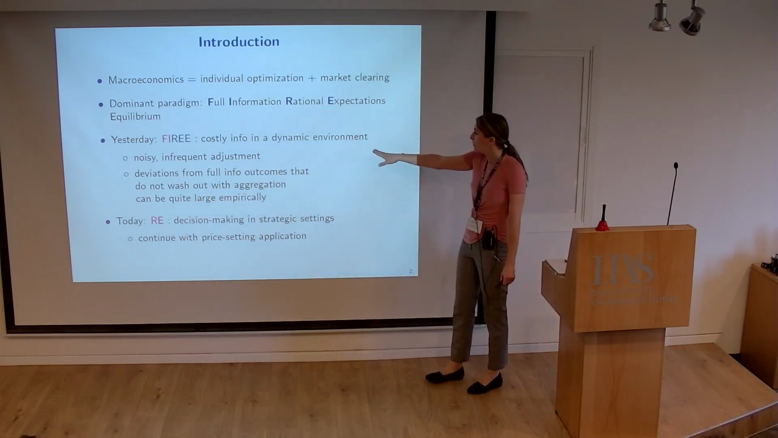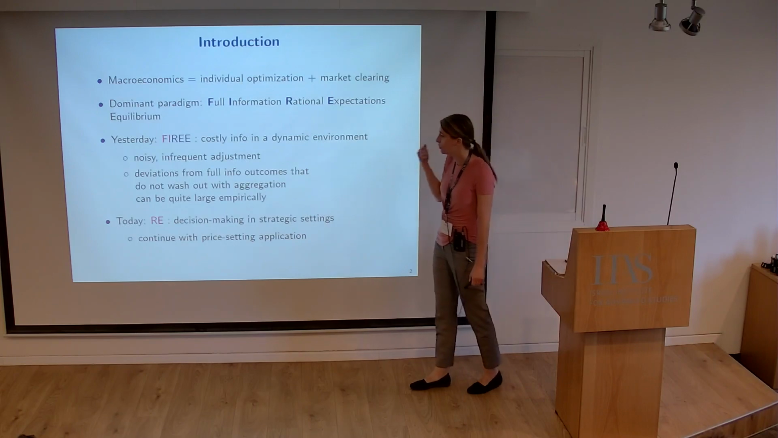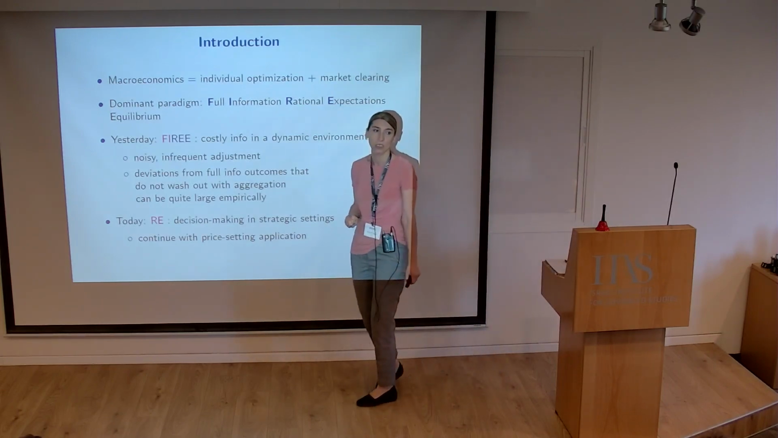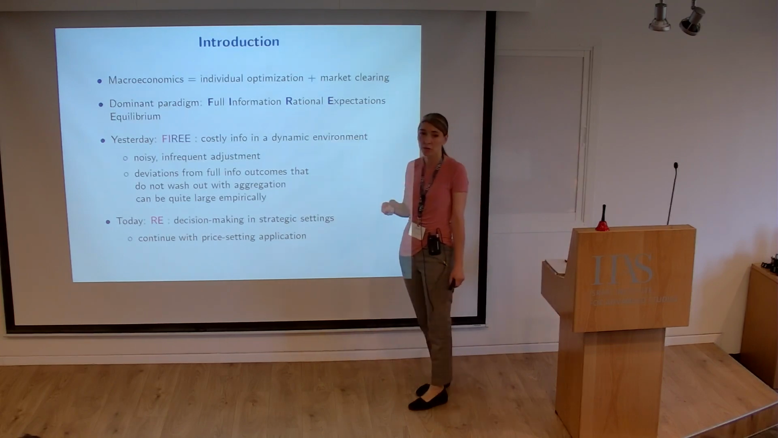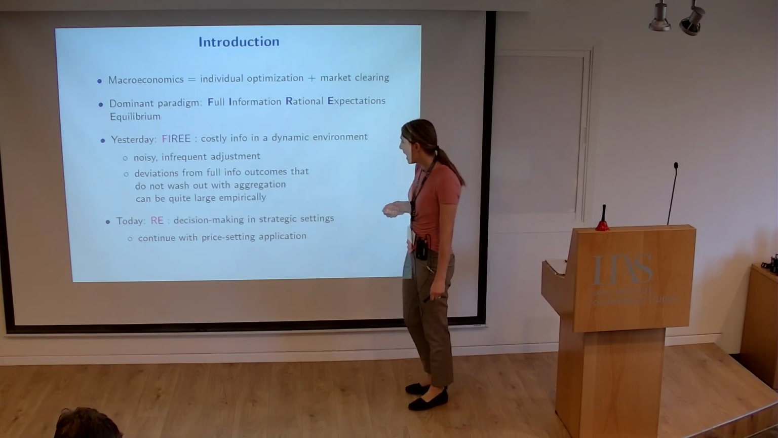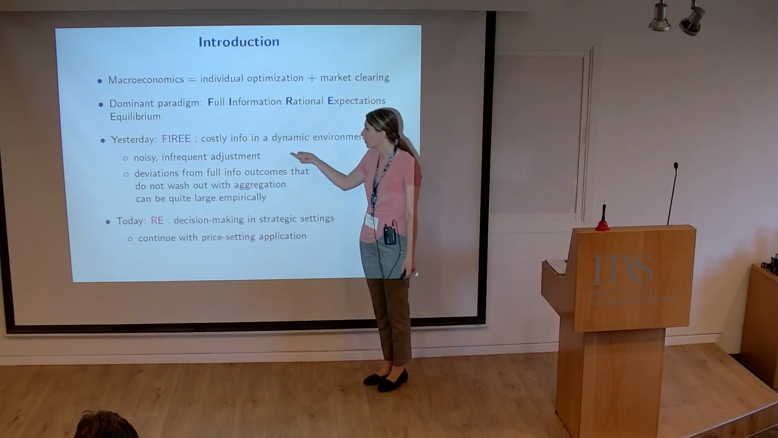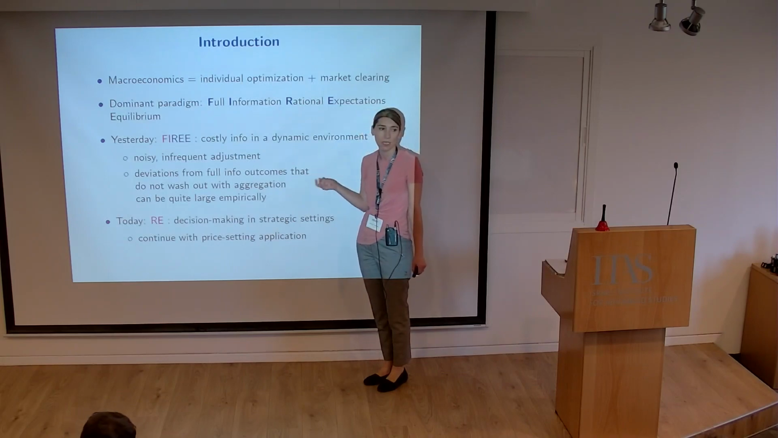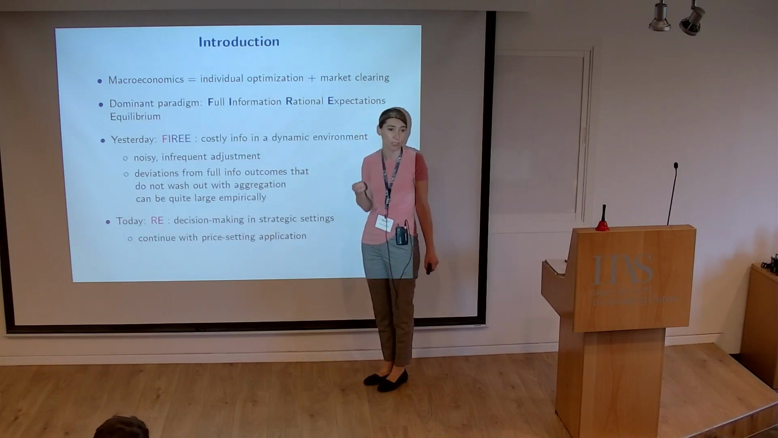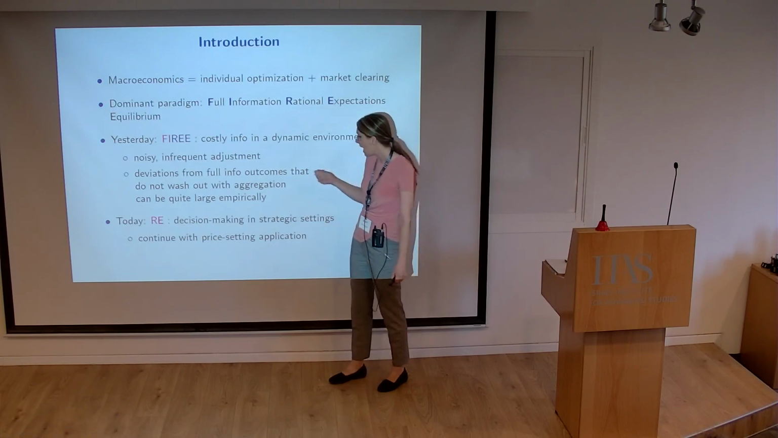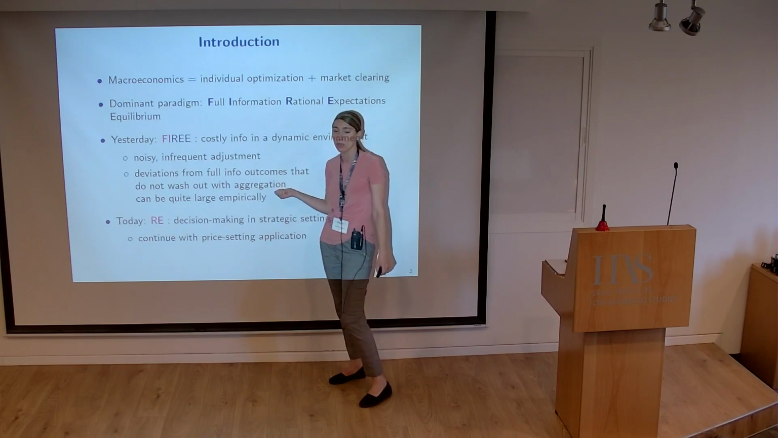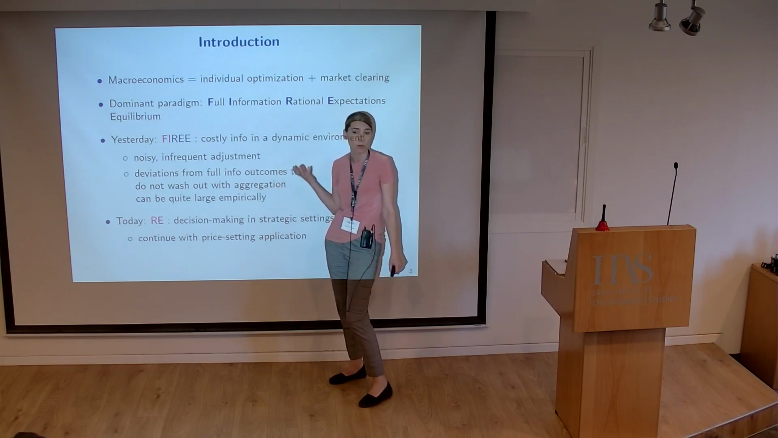Yesterday, we saw how if you introduce the possibility of costly information in a changing environment, then you can get noisy and frequent adjustment. And importantly, this costly information can generate systematic deviations from full information outcomes that don't just wash out with aggregation. And that can have implications for aggregate outcomes that are quantitatively quite large.